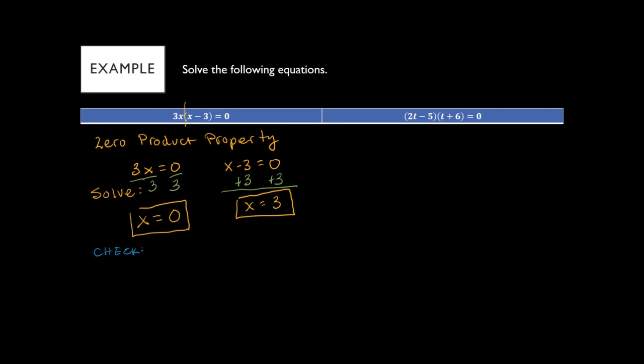if I was to check x equals 0, I would plug in 0 for x into our original equation. 3 times 0 times the quantity 0 minus 3 equals 0. So order of operations, I need to do the subtraction in the parentheses first. 0 minus 3 is negative 3. And then I multiply. 3 times 0 is 0, and 0 times negative 3 is 0. So we get 0 equals 0. So that works out.